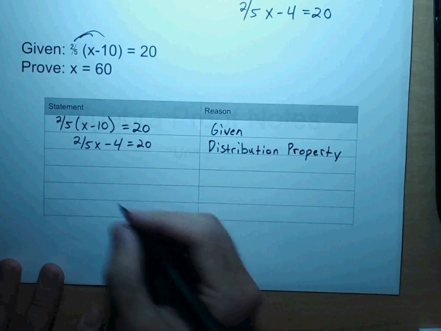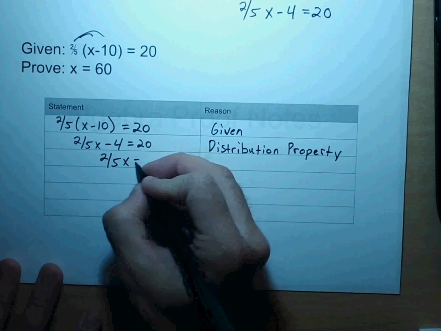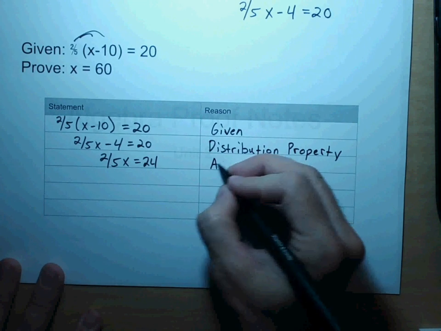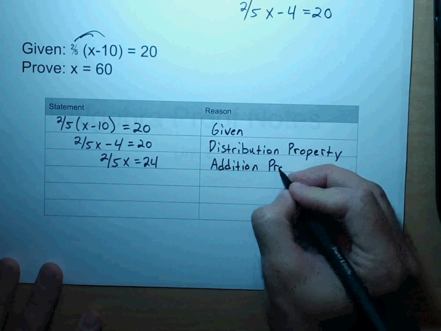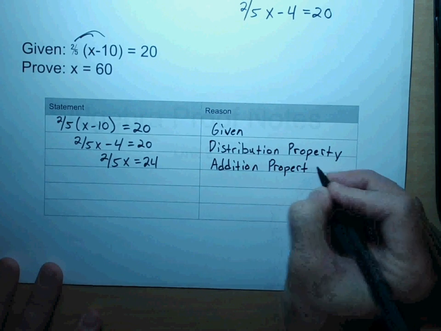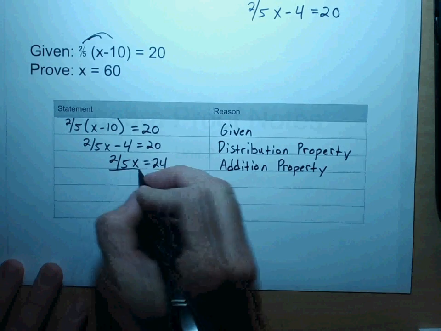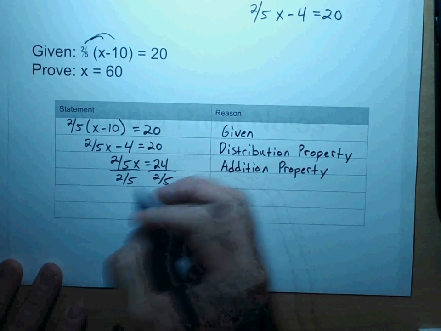Okay. You add over the 4, that gives us 2/5 x equals 24. We just added that 4 over, so that's the addition property. And last step, divide both sides by 2/5.